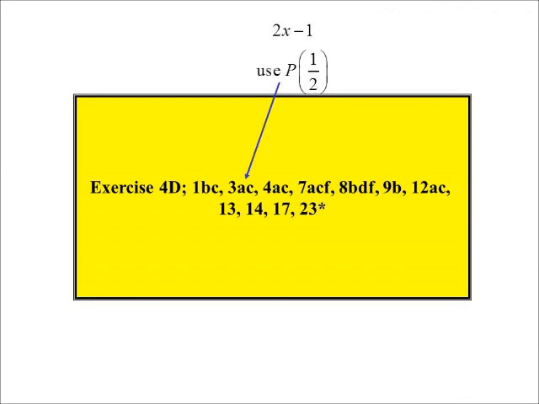Alrighty, so 4D, just a little reminder here. If the factor is 2x minus 1, then when you're using the factor theorem, it's a half that you put in. Basically, just ask yourself, what would make that equal to 0? That's what you substitute in. Okay.